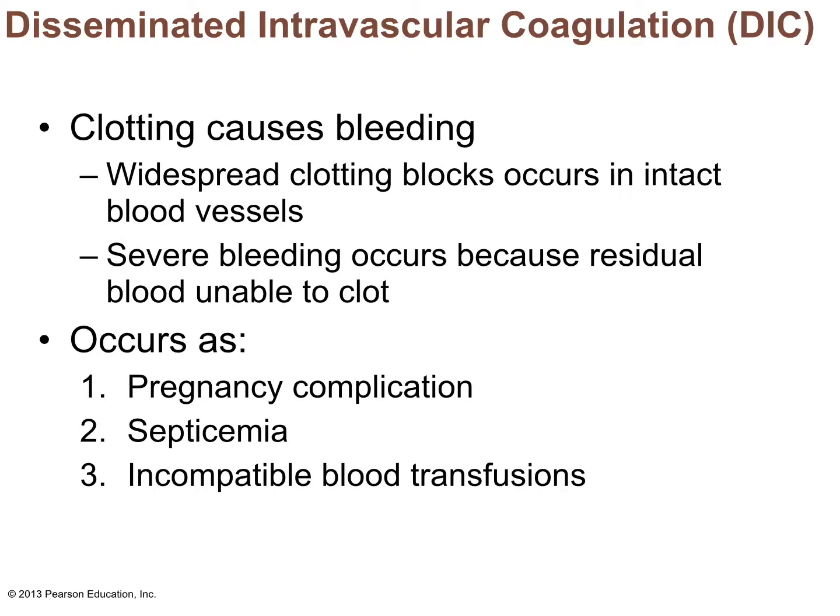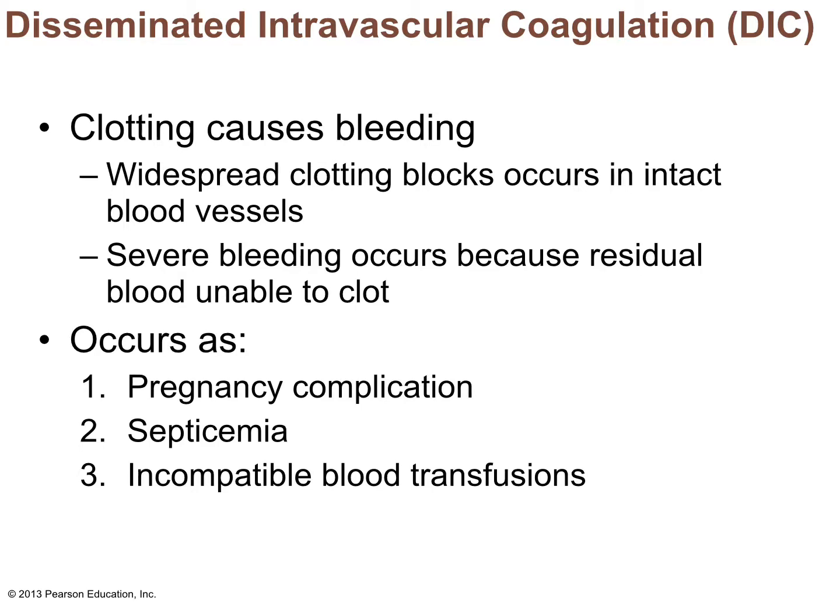DIC is disseminated intravascular coagulation. Now, that sounds like a really big word, but let's break it down. Disseminated means widespread. Intravascular means within the blood vessels, and coagulation is coagulating of the blood, right? So you basically have widespread clots throughout the bloodstream. That's what this is.